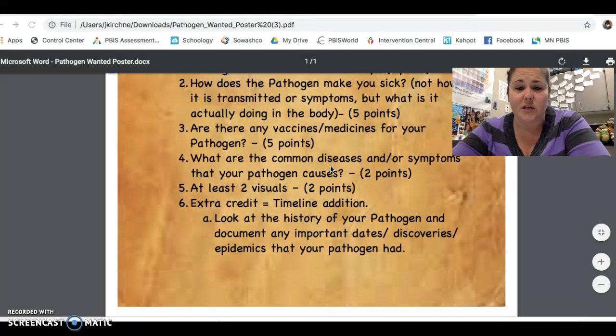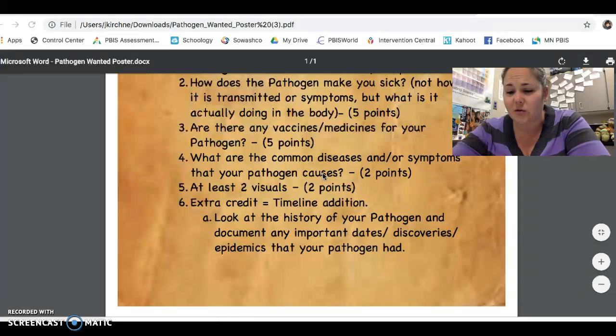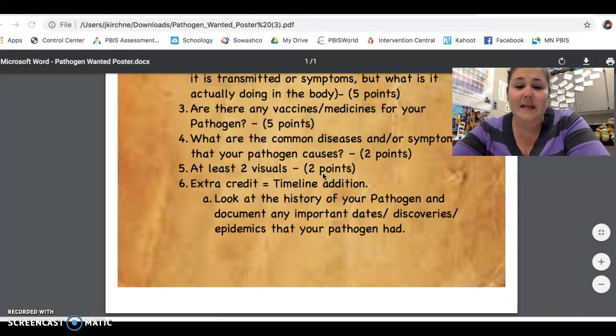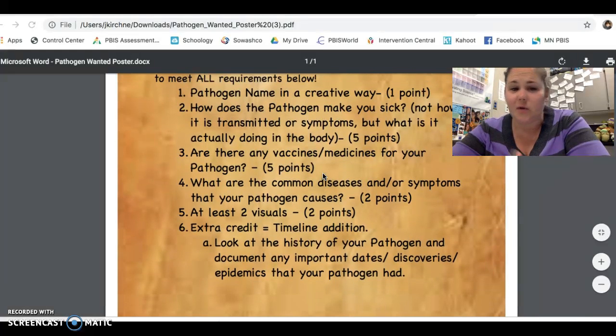It depends on the pathogen. What are common diseases or symptoms your pathogen causes? For example, a virus might be Ebola or the flu. Tell me more about that. At least 2 visuals. But again, I'm giving you 2 days. Also, how it makes more of itself. So it's like the jigsaw, but with your pathogen, in a creative way. You're not just answering the questions. You're proving that you get it.